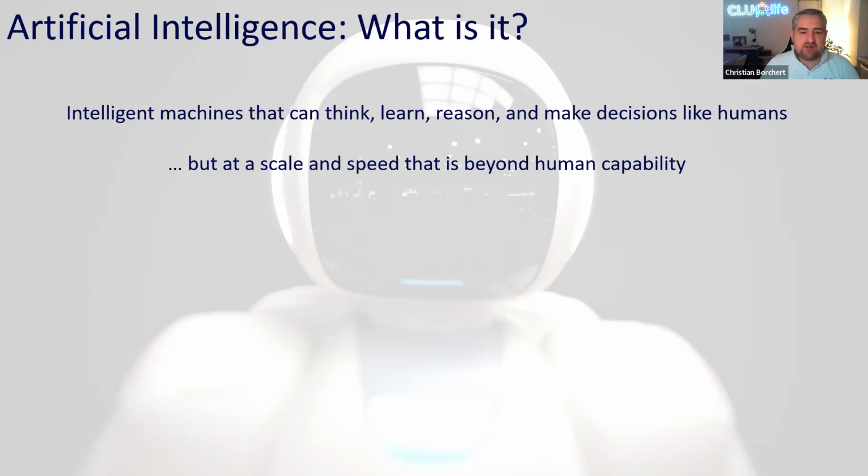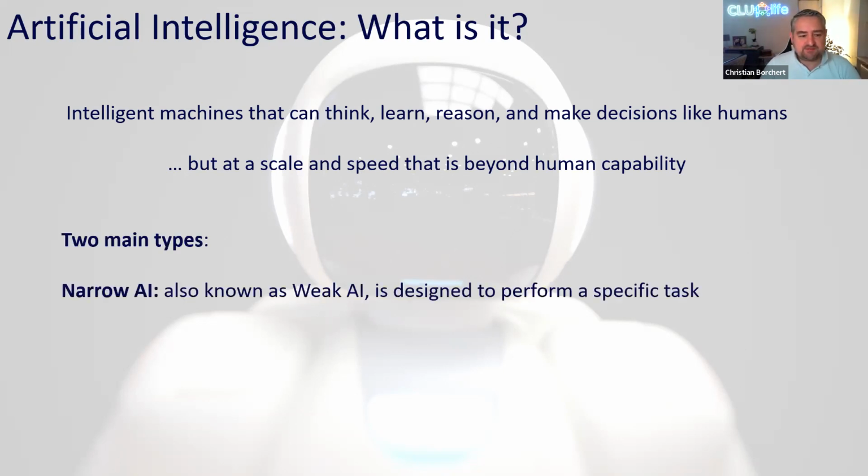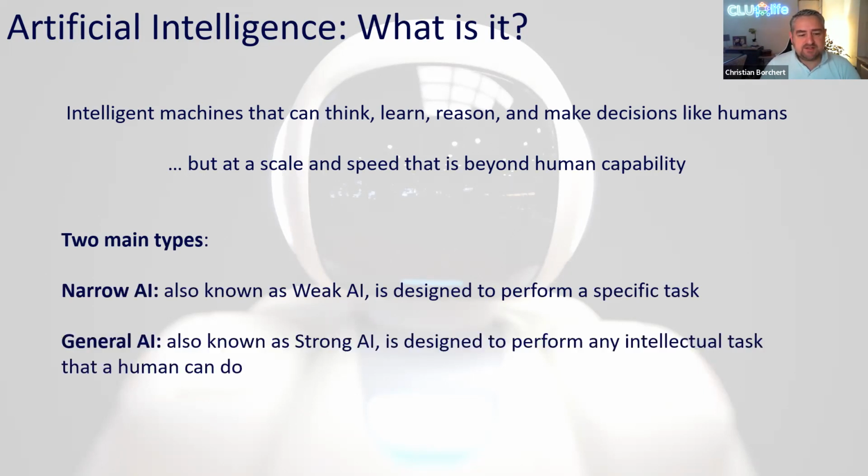And in general, we divide between two main types of artificial intelligence. The one is narrow artificial intelligence, also known as weak artificial intelligence, that is designed to perform specific tasks. Doesn't need to be bad. When it says weak, it's just not as powerful as general AI, which is also known as strong AI, that is designed to perform pretty much every intellectual task that a human can do.